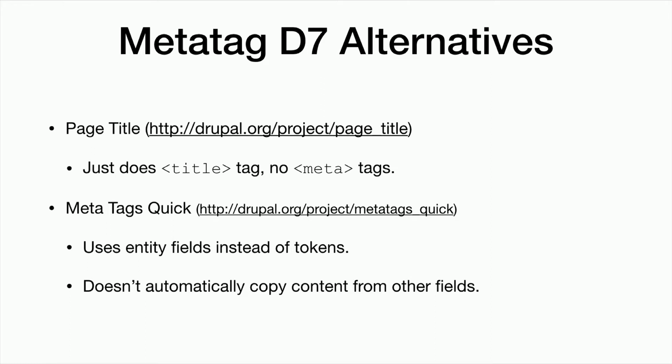It's interesting because it creates actual entity fields for each of the things. The reason I don't like it is that you have a separate field for the description. It doesn't use the token system, so if you have a body or some field set already, it doesn't automatically put in the description. You have to specify your title and description and all those items using the Meta tags quick module. But some people may like the fact that it uses field storage instead of its own little database storage system. So that's another option.